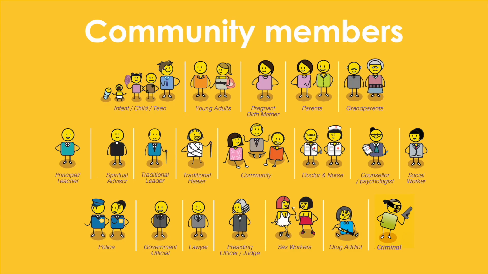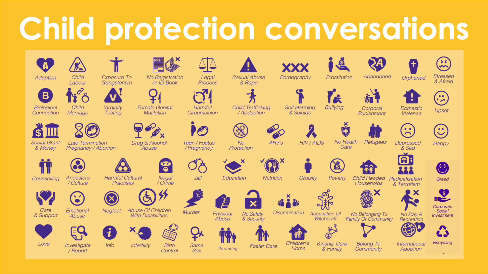There are different kinds of people in this community, from children to families, spiritual, traditional, and community leaders, doctors, nurses, social workers, police officers, and government officials. There are also people who struggle to fit into communities, such as drug addicts or those with criminal intent. The people in the community are having lots of different conversations about the child protection challenges happening in their community. We've used a child protection emoji language to illustrate these conversations.